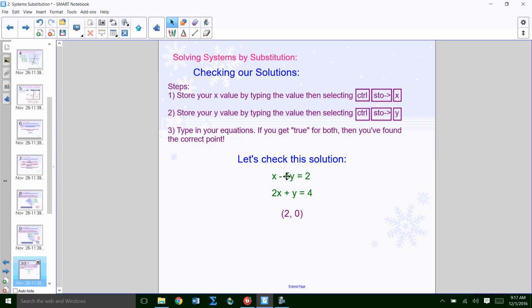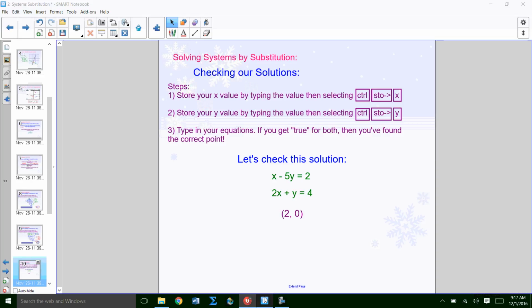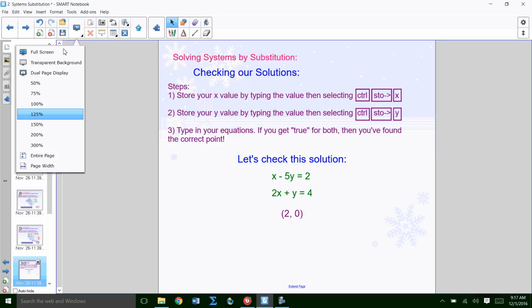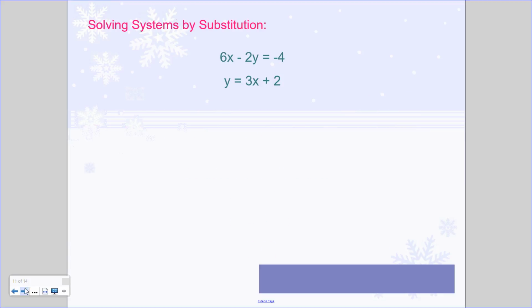You can't stop there though, because you need to get true for both. You need to make sure 2 for x and 0 for y work in the second equation. So now we'll type in 2x plus y equals 4. Oops, 2x plus y, oh my goodness, equals 4. And now that I see I've got true for both equations, I know that my solution is correct. That is the point of intersection. All right, let's look at a couple special situations that may occur.